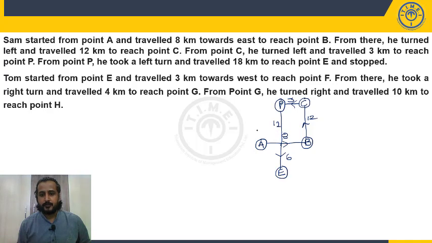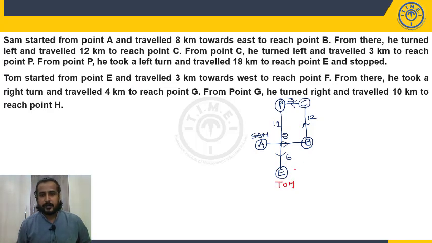It is the path of whom? Sam. Now what is given next? Tom. Related to Tom is given. Okay. Nowadays they are giving the paths of 2 persons but with simple data. Tom started from point E. Okay. Tom started from here. It is the starting point of Tom.